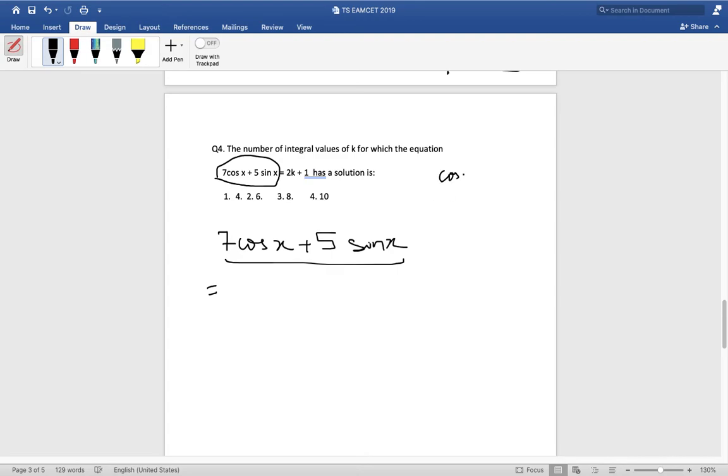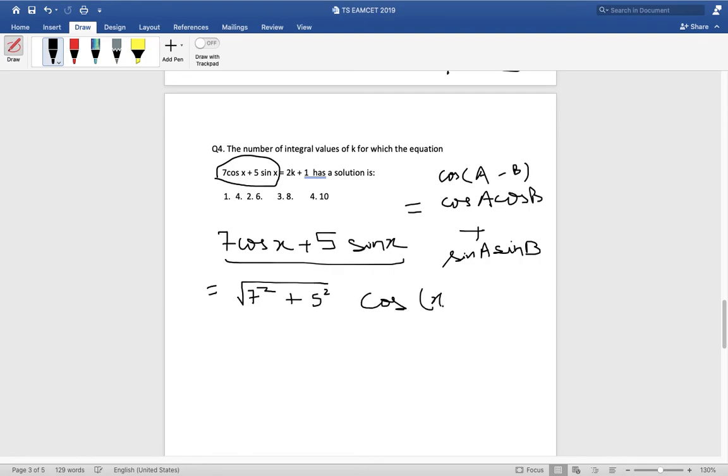You know that cos of a minus b is equal to cos a cos b plus sin a sin b. So I can convert this into root of 7 square plus 5 square into cosine of x minus alpha. We can write this in just one cos term easily.